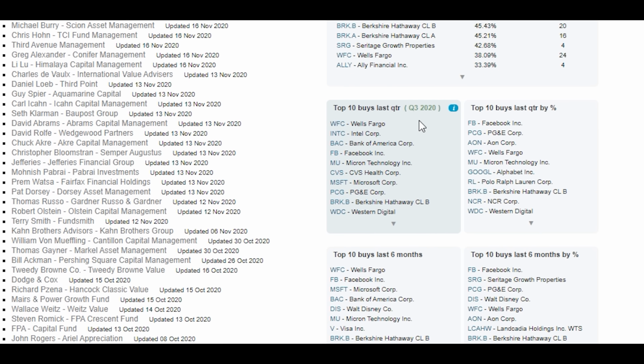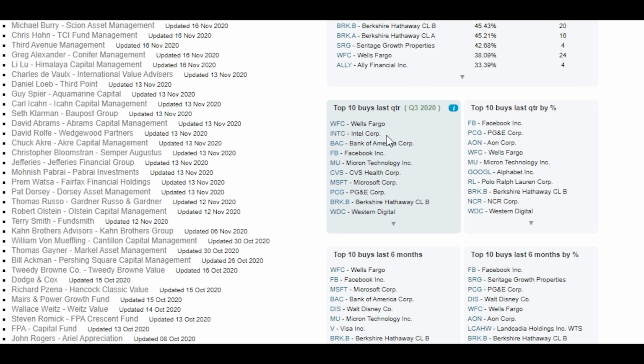Then it shows you, for example, in the last quarter, Q3 2020, what were the top 10 buys? So you can have a look: Wells Fargo, Intel, Bank of America, Facebook, Micron. So you can start to comb through and go, oh, actually, that's interesting. Bank of America was heavily bought by these super investors. I really like Bank of America. Maybe I should go in, do my valuation, research the company a little bit more, and see if that's something that I would be interested in exploring.